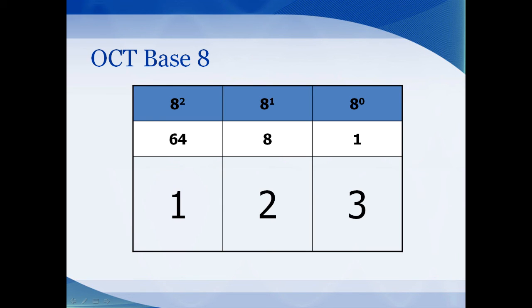So I have the number 1, 2, 3. It's not 123, remember, because this is the oct numbering system. So it's 1, 2, 3 in oct. We're going to find the value in decimal. So we're going to do 1 times 64 plus 2 times 8 plus 3. That's going to give you 1, 2, 3 in oct is 83 in decimal.